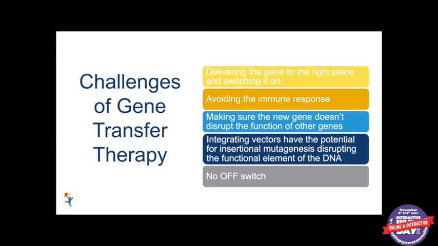We have to make sure that the gene that we're delivering doesn't get put in the wrong spot and disrupt the function of other genes that we do want to keep working. We also want to make sure that those vectors that we're using to deliver the gene don't cause a mutation where they are inserted. And finally, once we turn it on, we typically don't have a way to turn it off. And so we want to make sure that it's not going to cause any other problems.